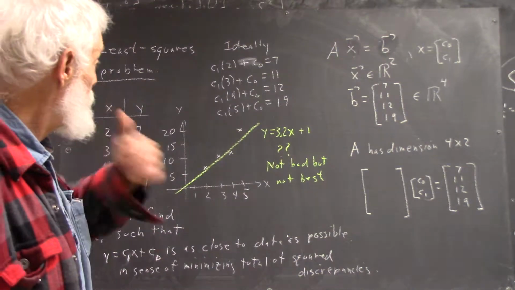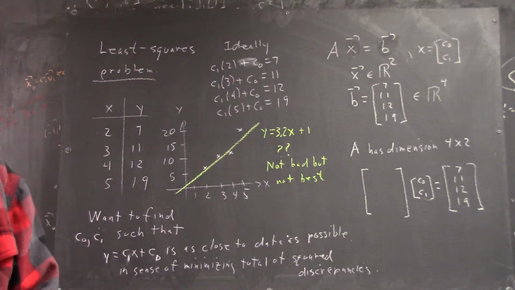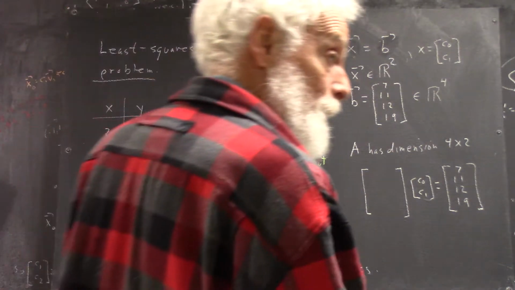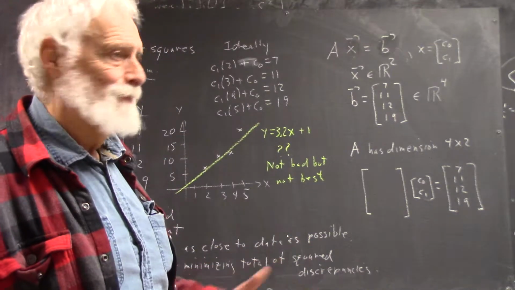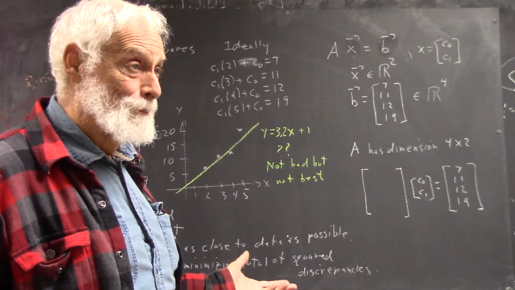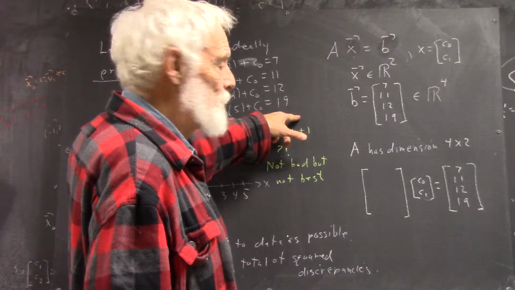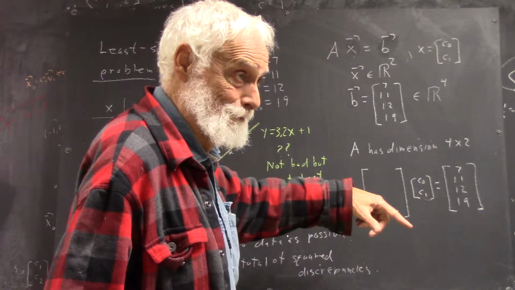ideally you have this, but how many equations do you have? You can count them. There's one for each data point. There are 4. How many variables do you have? 2. It ain't going to happen. So you want the C0 and the C1 that bring this as close as possible to being true. Okay?